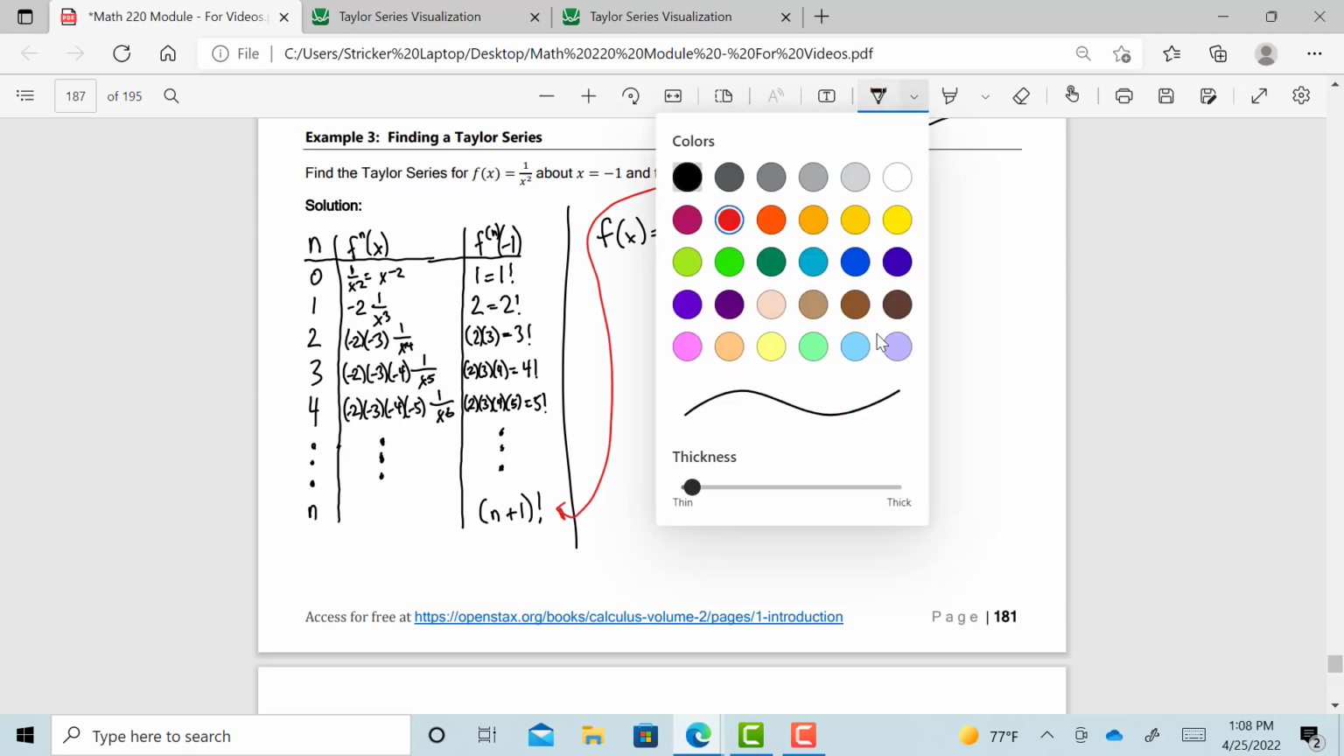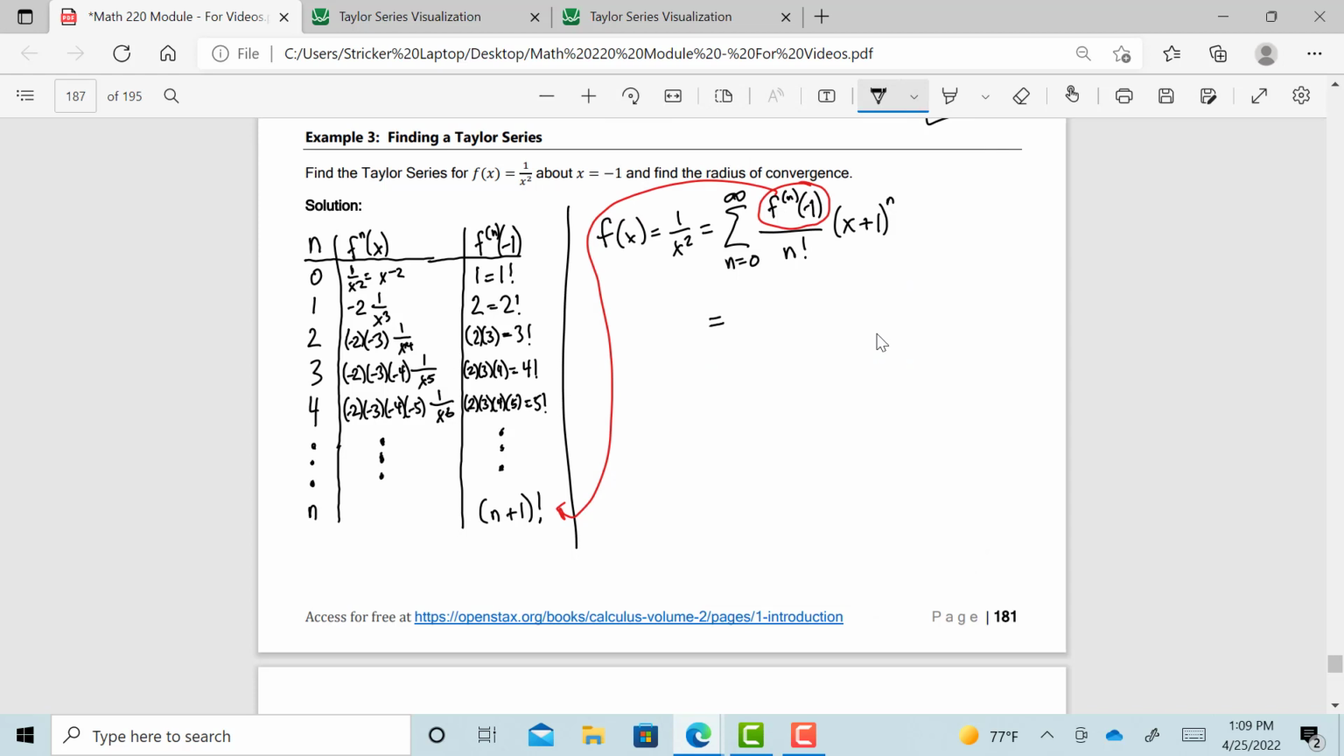And so our answer here is we're going to get the sum, n equals 0 to infinity, of n plus 1 factorial over n factorial. And we've seen over and over again how to simplify something like that. That's something we did in Chapter 5 when we did the ratio test. We know that n plus 1 factorial over n factorial is just n plus 1. And so this is basically n plus 1 times x plus 1 to the n.